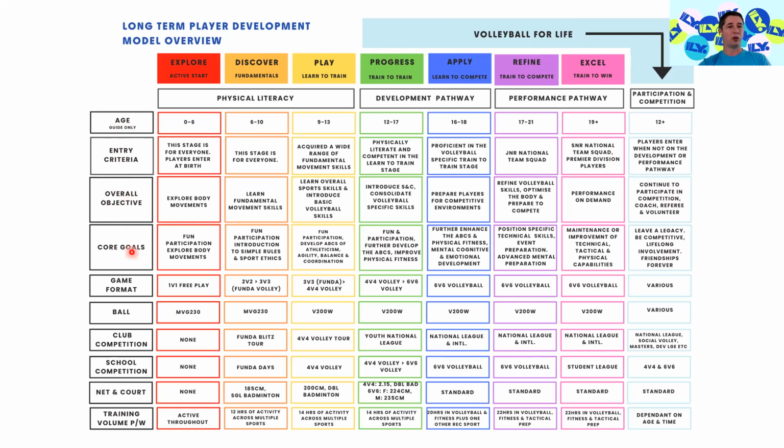We have some core goals, for example, fun and participation, hugely featured in the early stages, whereas as we move up to the higher end, it's about developing fitness and strength and conditioning. Game formats help coaches understand 1v1, 2v2, 3v3, right up to 6v6. There are recommended ball usage, recommended nets and court sizes as well. Down at the bottom, we can see training volume, and that's across multi-sports early in the stages of the child's development, and then, when they specialize, it could be a complementary sport that they work with.